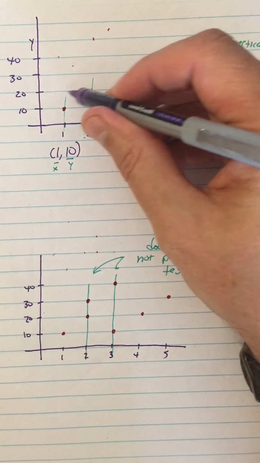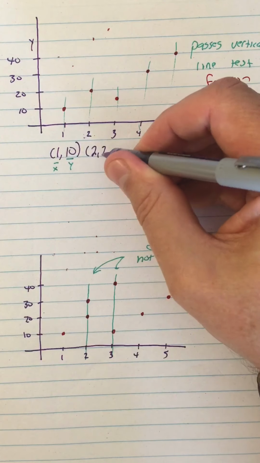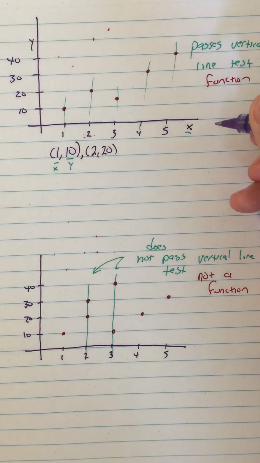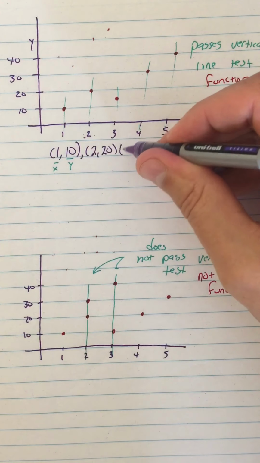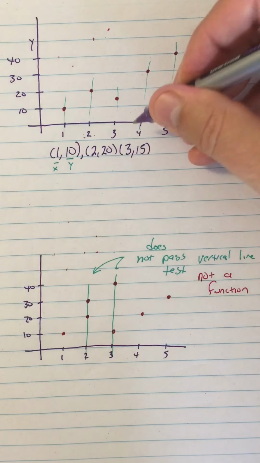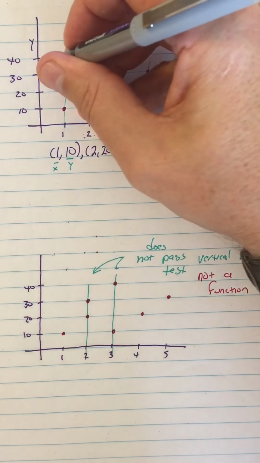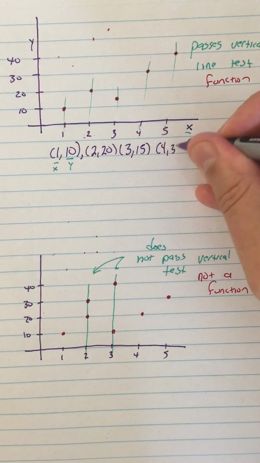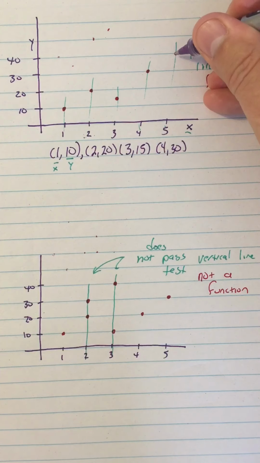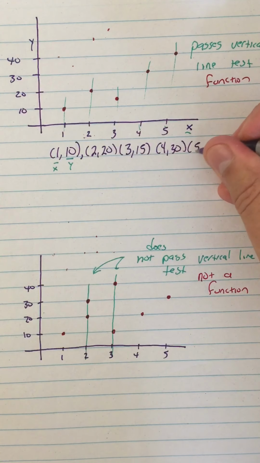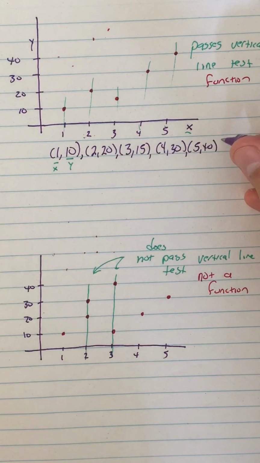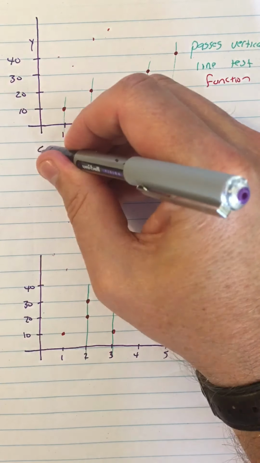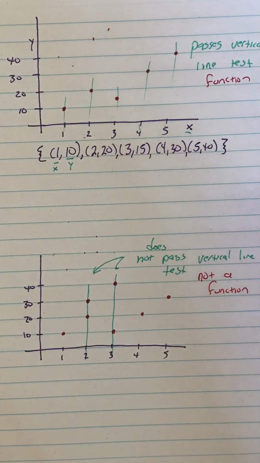This point is (2, 20). We put commas in between them. This one is (3, 15). This one is (4, 30). This one is (5, 40). All right, we put commas in between all of them, and we put brackets around the outside, and that's writing the relation. So it's writing out the relation.